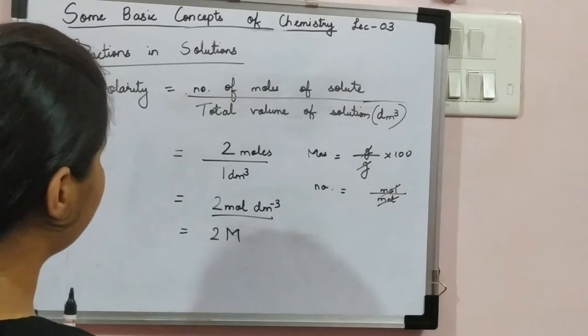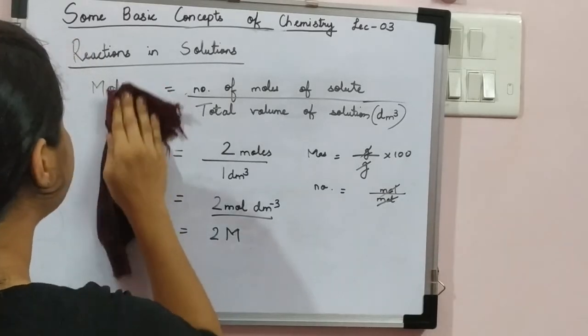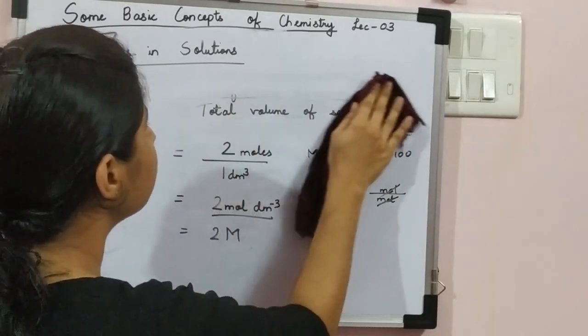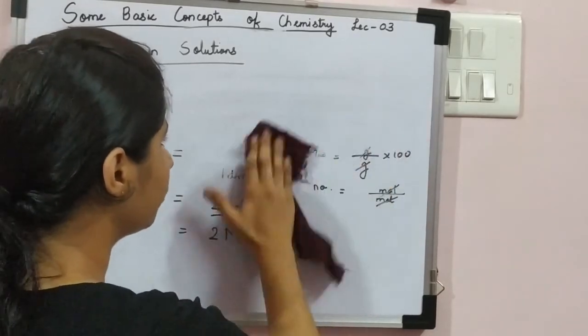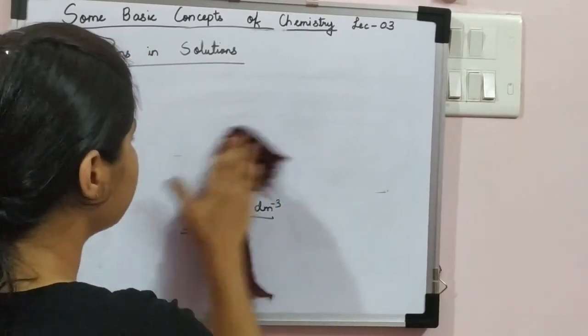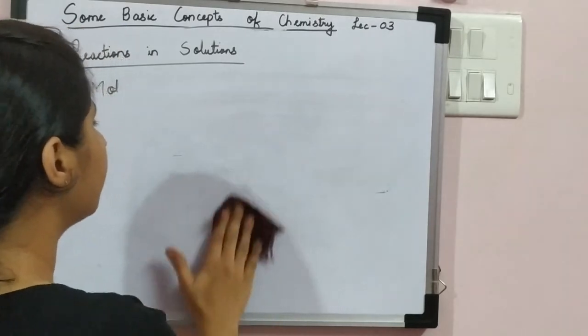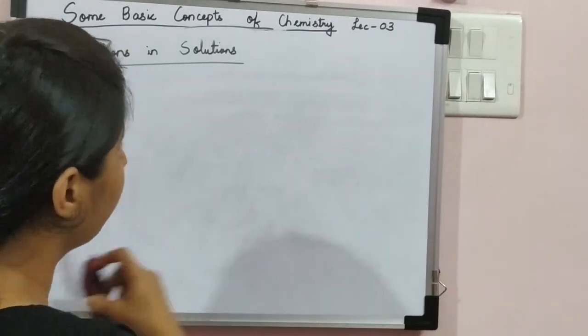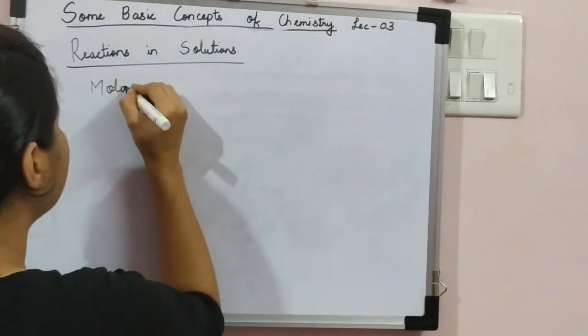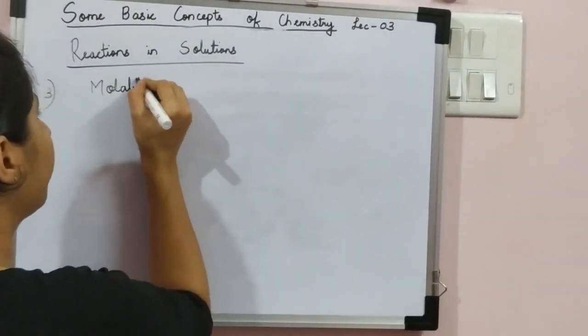The next thing that we learn is molality. Now molality, how does it change? Molarity was number of moles upon volume. Molality is number of moles of solute upon weight of the solvent. Be very clear about this. This is the only one where we use the weight of the solvent.